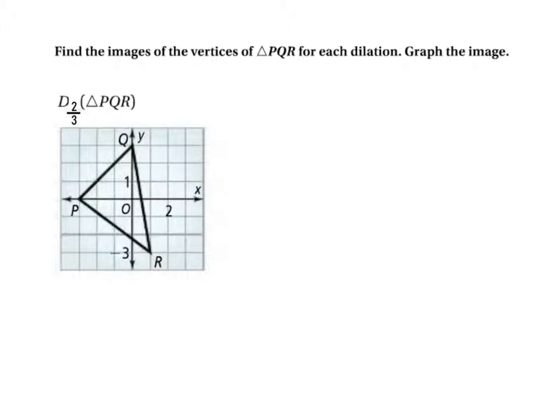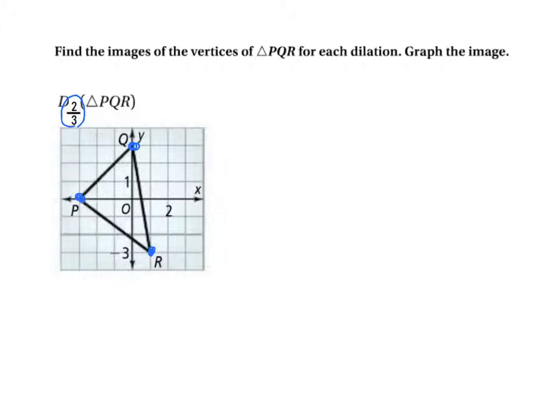All right, let's try one that's a little trickier. It says here, find the images of the vertices of triangle PQR for each dilation. Graph the image. Okay. We're going to find this P, Q, and R that we have, and we are supposed to be, looks like, reducing it by a scale factor of 2/3.